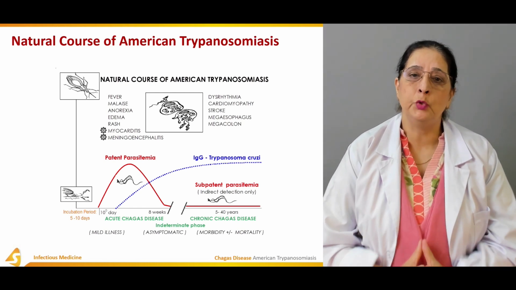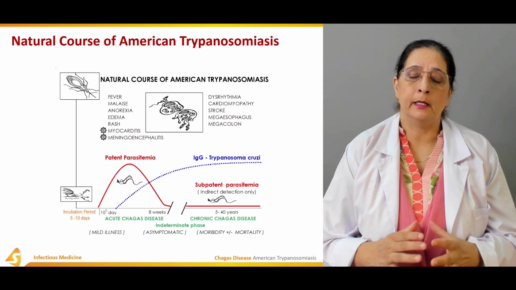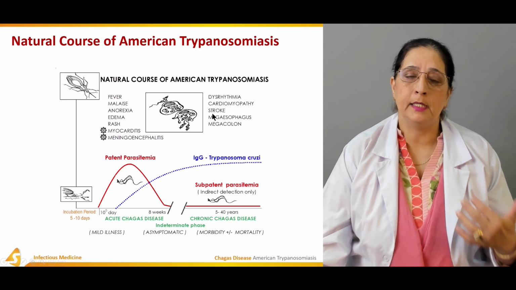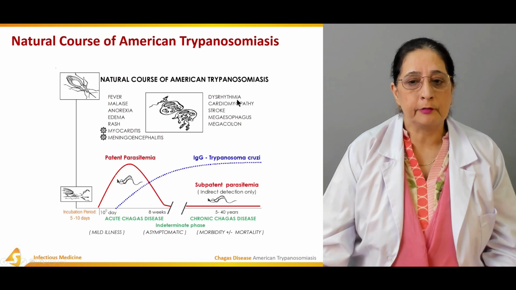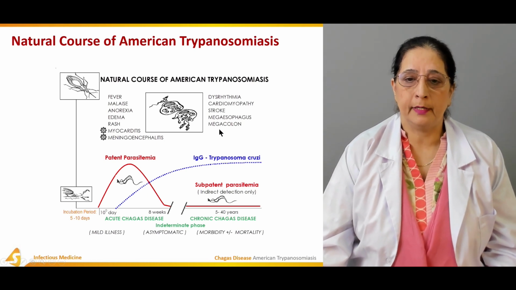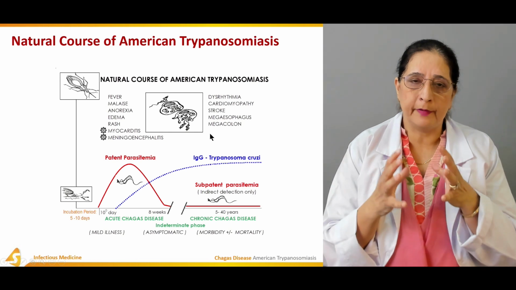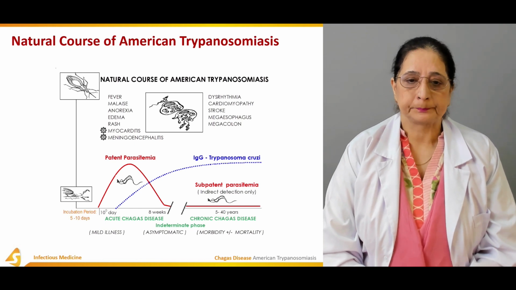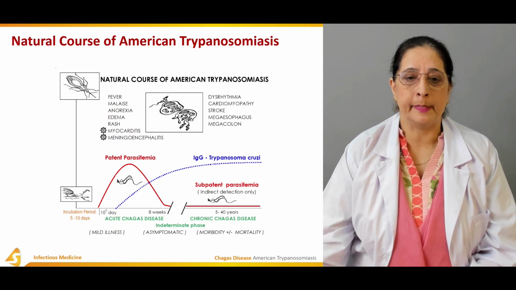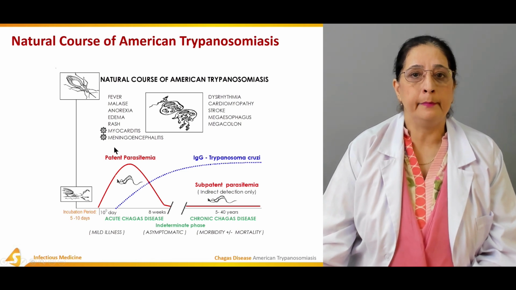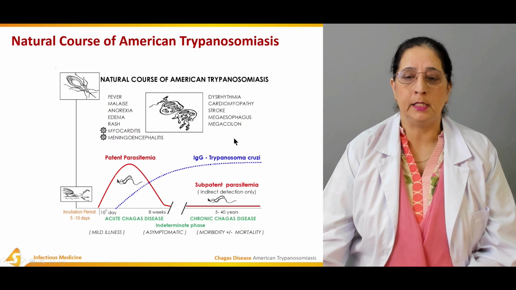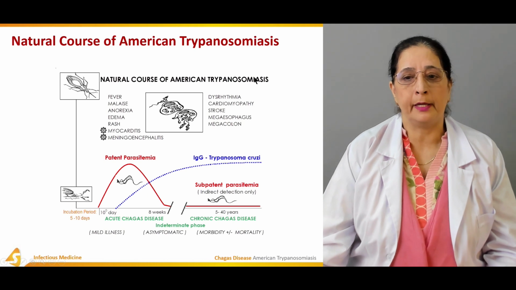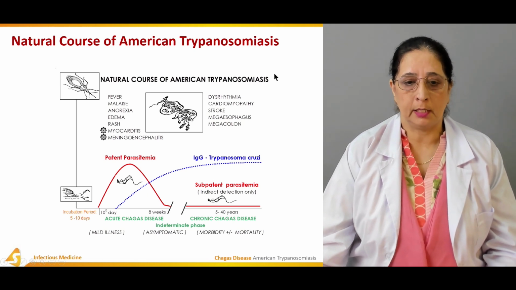We already know that acute Chagas disease is an acute febrile illness, but in the chronic disease, we have cardiomyopathy, dysrhythmia, megaesophagus, megacolon, which is enlargement of the esophagus and enlargement of the colon, and then we have stroke, inflammation of the heart muscle, myocarditis, and meningoencephalitis. So all these are the clinical presentations of American trypanosomiasis or Chagas disease.